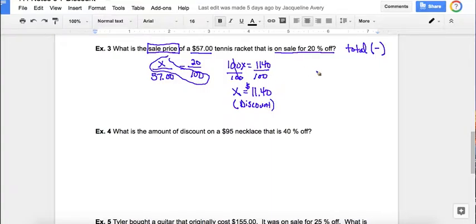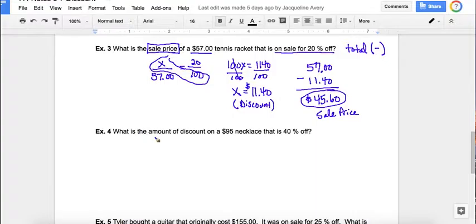Now, I want to find the sale price. So we're going to take $57 minus the discount. And what would that give me? $45.60. So this right here is the sale price. Okay, and that's what the question was asking me for, so I'm all set. So it's just a matter of, do you stop here or do you keep going and find the total?